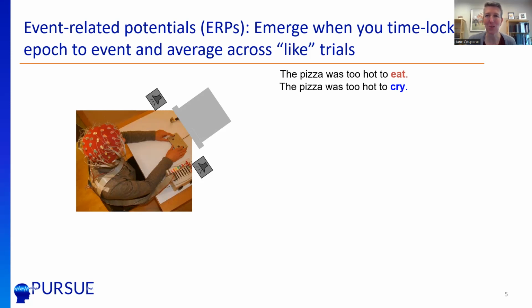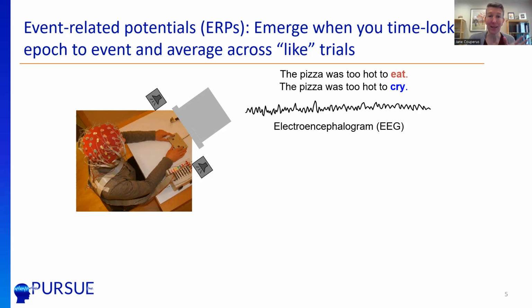So for example, the pizza was too hot to eat. The pizza was too hot to cry. Eat is a related word to the sentence. Cry is an unrelated word. Those might be our two conditions, and we might have many trials of those different types of sentences, our two different conditions. Those are embedded in our EEG, but they are marked.